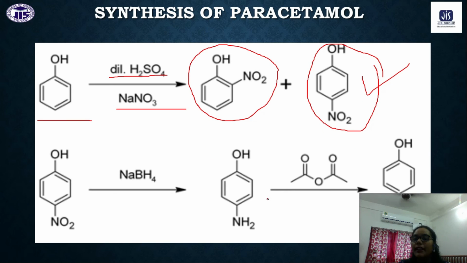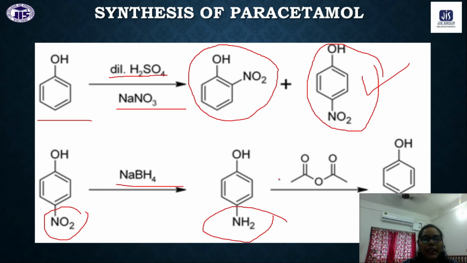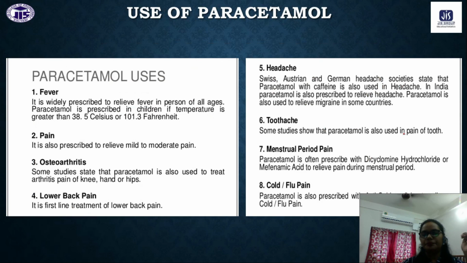This para-nitrophenol is reduced with sodium borohydride, a strong reducing agent. This strong reducing agent will reduce the nitro group to the amine group. So this is para-aminophenol. After that, this para-aminophenol reacts with acetic anhydride and forms the paracetamol molecule. So this is our paracetamol molecule.